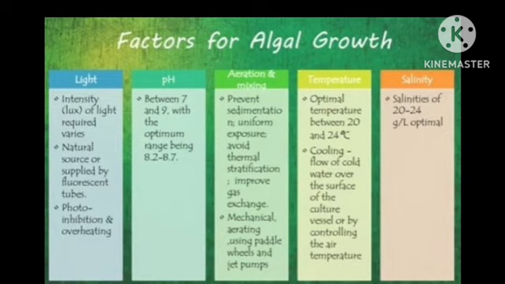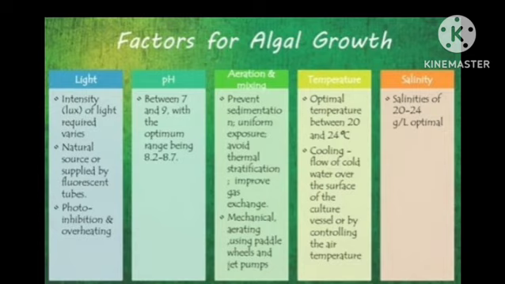And next pH. The range is between 7 and 9, optimum 8.2 to 8.7 for most microalgae. It is used with optimum temperatures. And aeration and mixing prevent sedimentation and give uniform exposure. The benefits: it avoids thermal stratification and improves gas exchange also.